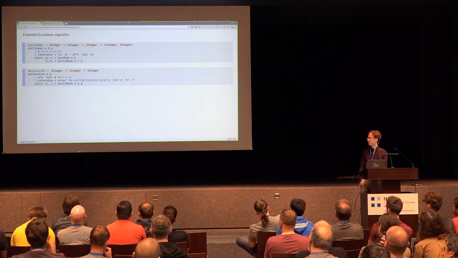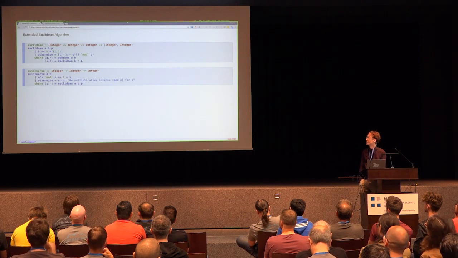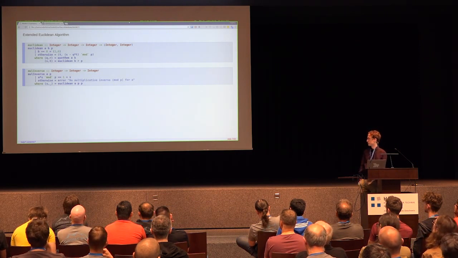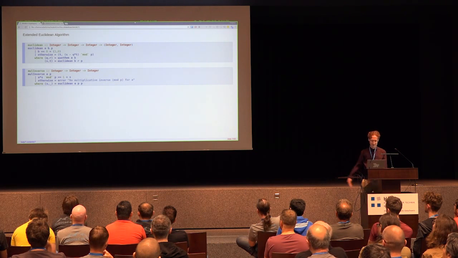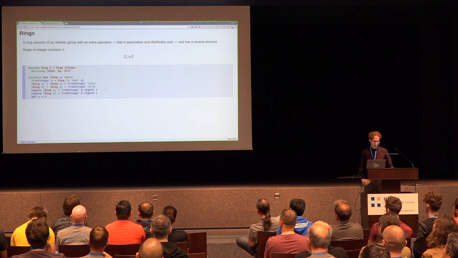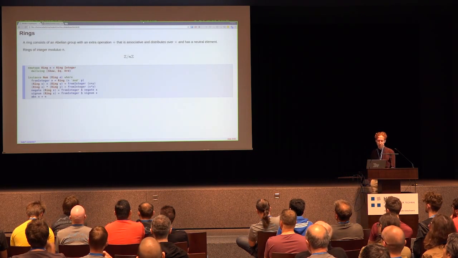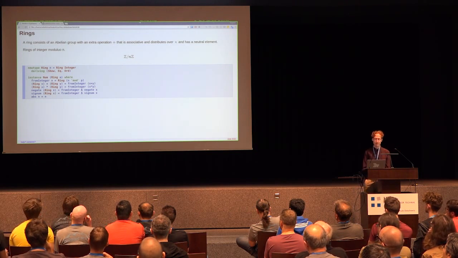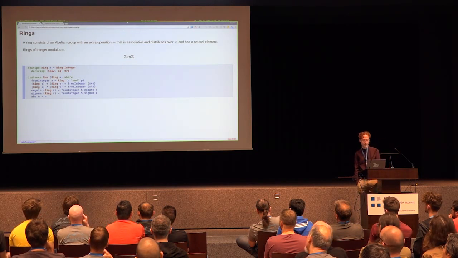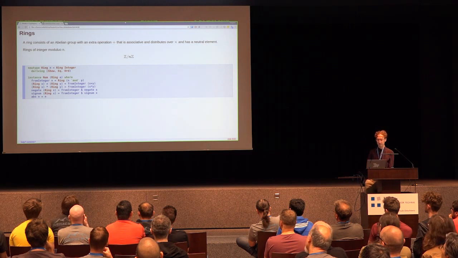So if I have an integer x and I take the multiplicative inverse modulo the prime, x times the multiplicative inverse of x gives me back the neutral element. This algorithm basically just recursively calculates that. And then we have rings, which consist of an abelian group with an extra operation that's associative and distributes over the operation of the group.